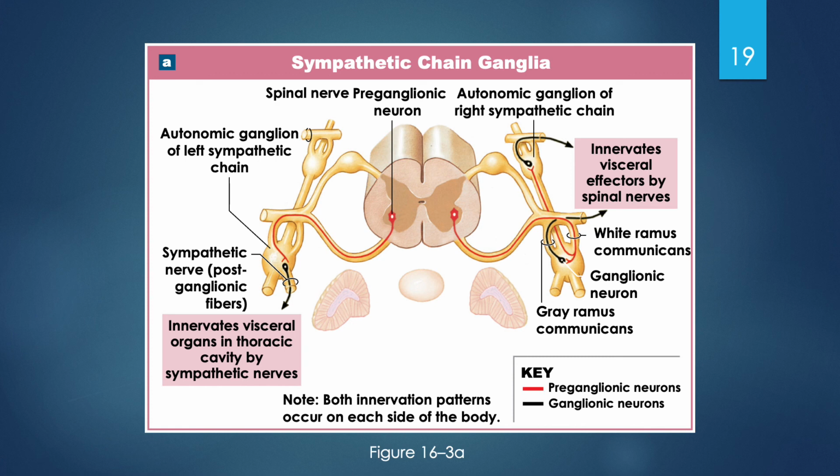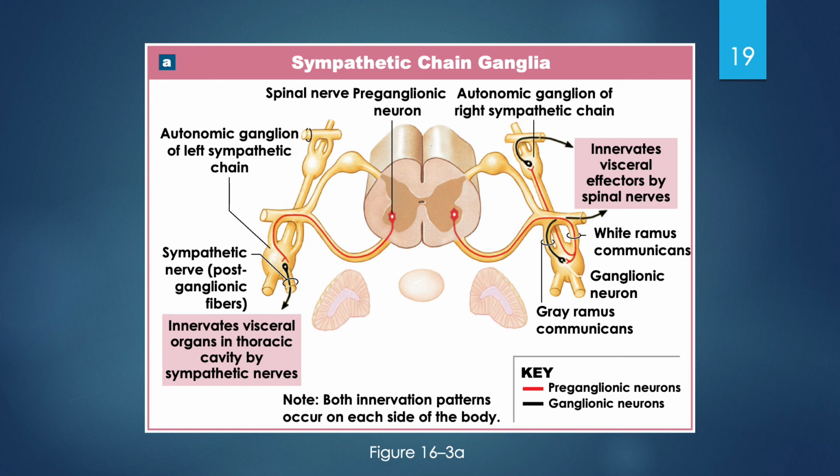Our preganglionic neuron exits the gray horn, and then it's going to synapse on the autonomic ganglion on the sympathetic chain. In this case it's on the left, but that's just an example. It synapses on that autonomic ganglion, and that allows the ganglionic neuron in black to carry that information to other distant sites, specifically directly to the effectors. So the example on the left shows the direct pathway from the preganglionic neuron to the ganglionic neuron, which then innervates visceral organs.